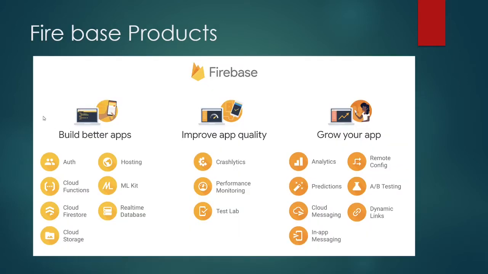And here is a graph of all the Firebase products. As you can see, the left 7 products are for developing, to build better apps. The middle 3 products are for quality, to improve app quality. The right 7 products are for growing your app. So these are all the products of Firebase.